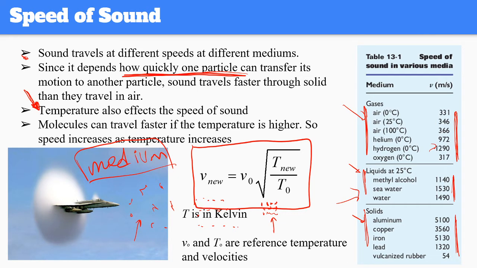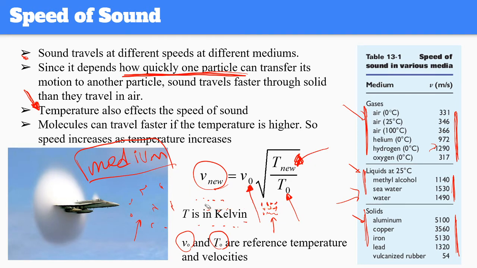So what does that mean? V0 and T0 are your reference values. They're going to say that at, let's say, room temperature, the speed of sound is something. Or let's say at 0 degrees Celsius, what is the velocity? All right, and one thing to be careful about: Kelvin is your scale, so whatever you're using, you need to use temperature in the Kelvin scale.